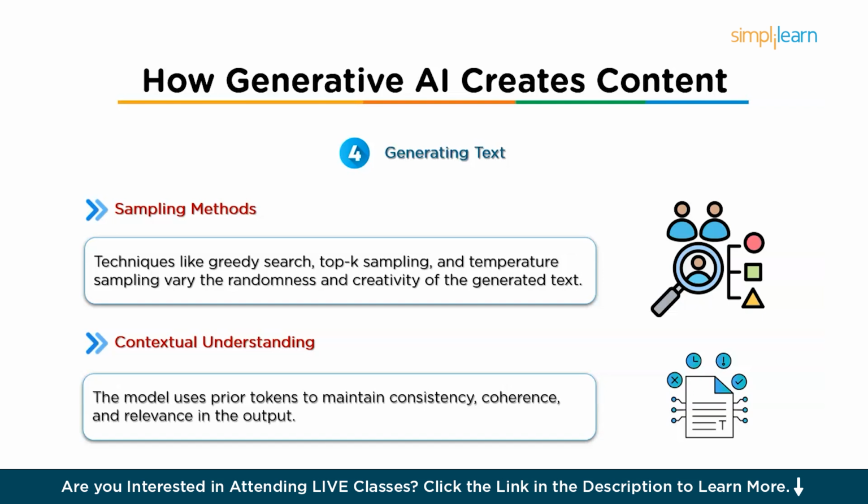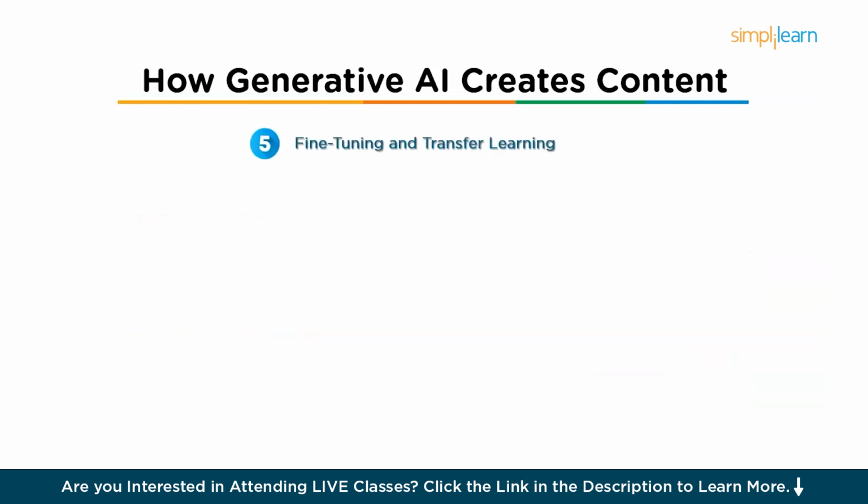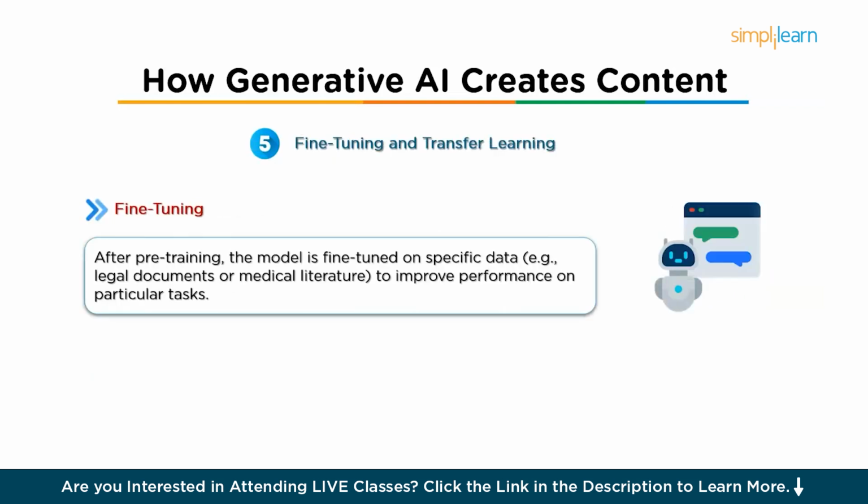Once the text is generated, we have fine-tuning and transfer learning as the next steps. First, let's talk about fine-tuning. After the model has been pre-trained on a large data set, it can be fine-tuned on more specific data to improve its performance on particular tasks. For example, if a model is trained to generate general text, it can be fine-tuned on a data set of legal documents, medical literature, or product reviews to make it more specialized.